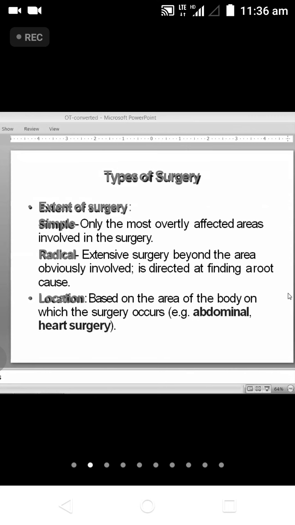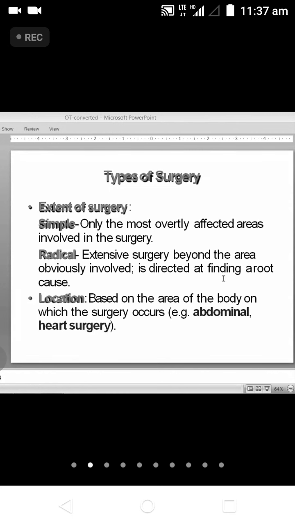According to the extent of surgery, it is divided into simple as well as radical surgery. Simple in the sense only the most overtly affected areas are involved in the surgery. Only the part that is being affected is removed. That is called simple surgery. And radical in the sense it is an extensive surgery. Beyond the area obviously involved is removed.